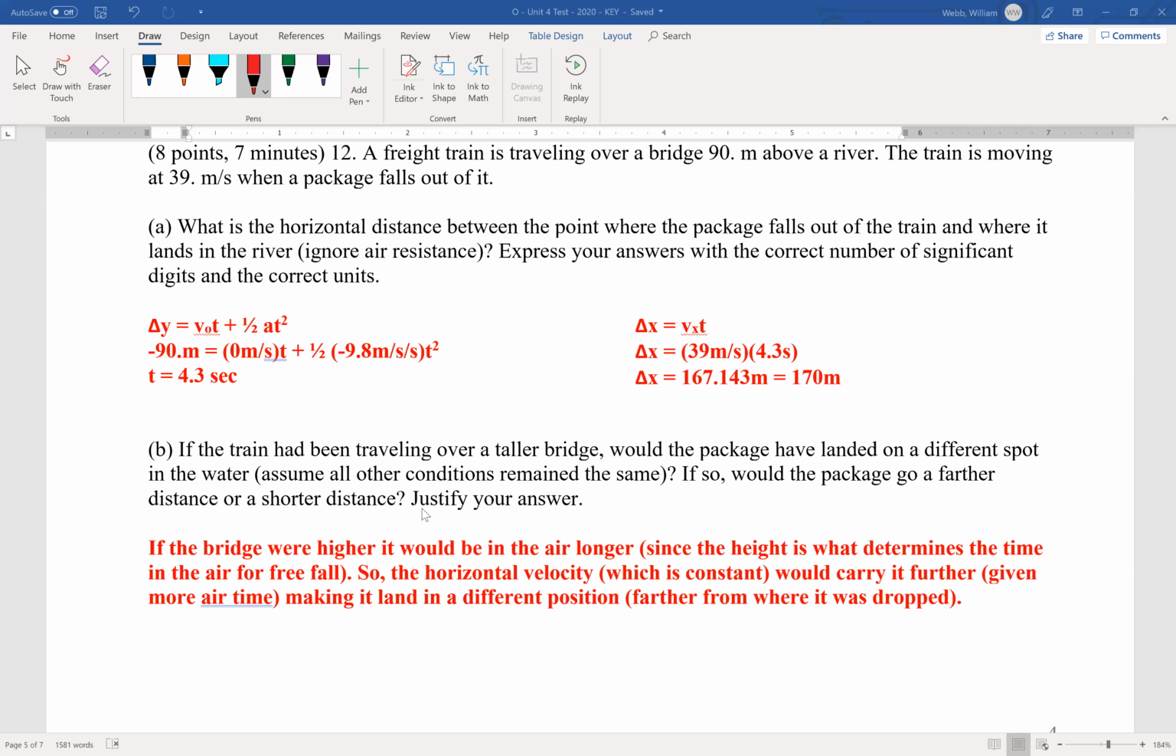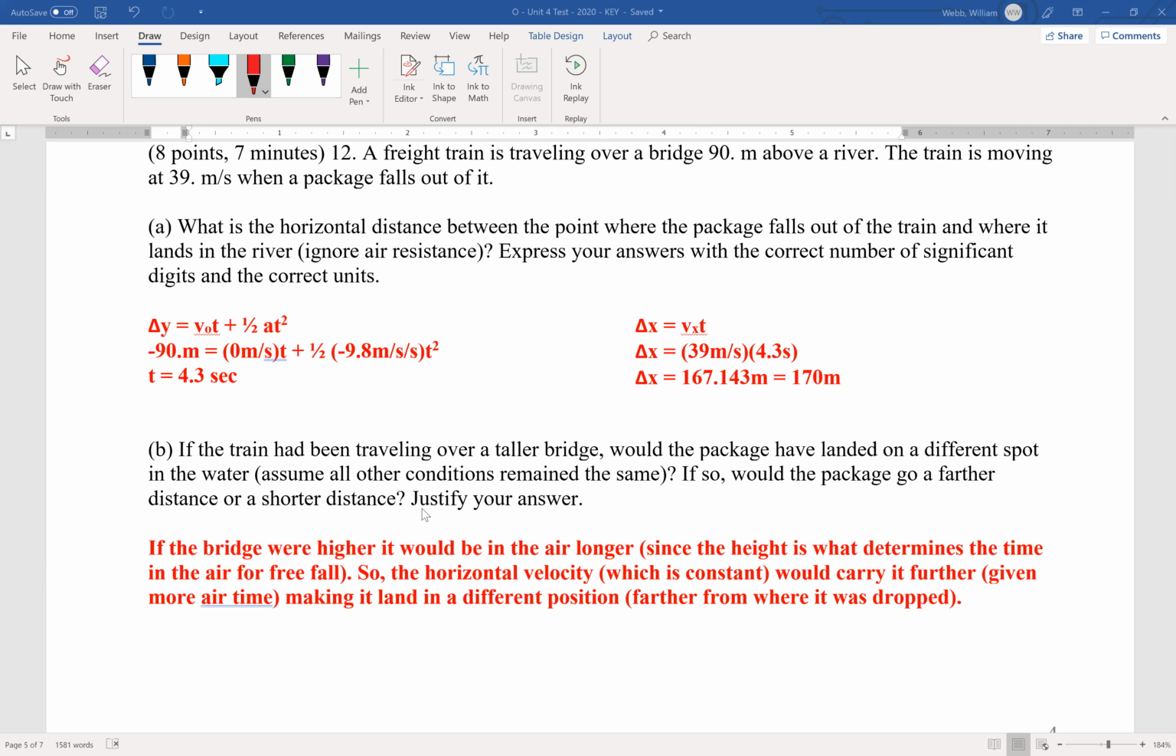So we need to find how long it's in the air, and that's going to be based on the vertical data because that's what we know. We know how far it fell, 90 meters. And it would start with an initial vertical velocity of 0 because it just fell out of the train. So it wasn't thrown down or launched down, just fell off.